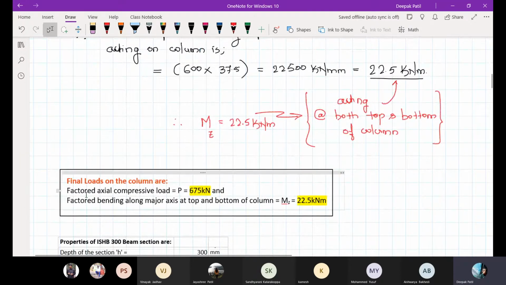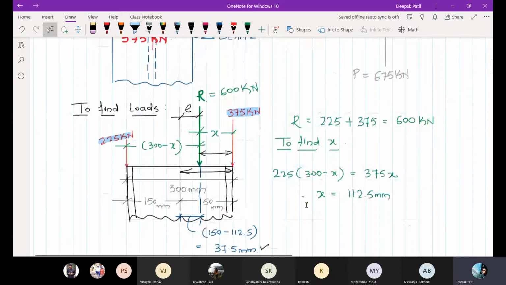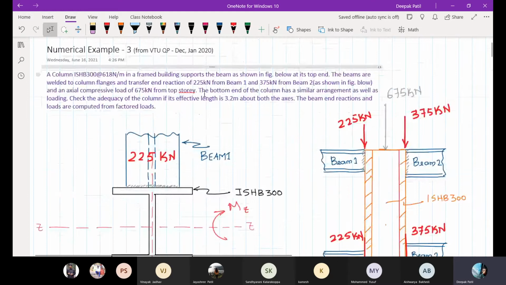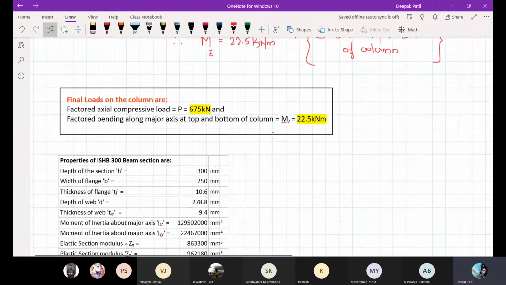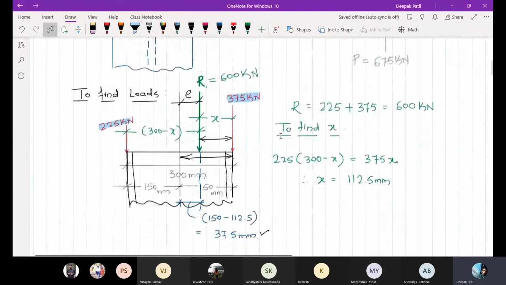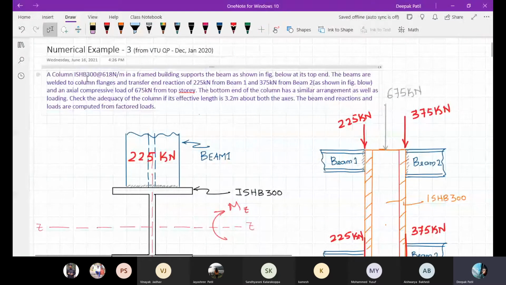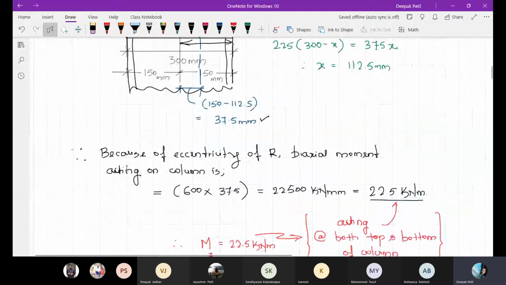So finally, we know that the factored axial compressive load was 675 kilonewtons, and the factored bending moment along the major axis at both the top and bottom of the column is the same. Why is it the same? Because in the numerical example they have told that the bottom end of the column has a similar arrangement as well as loading as the top end of the column. Because of that, the bending moment will also be the same at the top and bottom. And they have asked us to find out whether this ISHB 300 is sufficient to carry these loads or not.